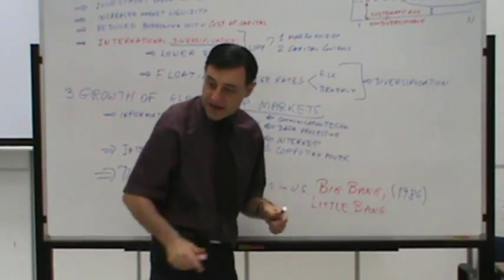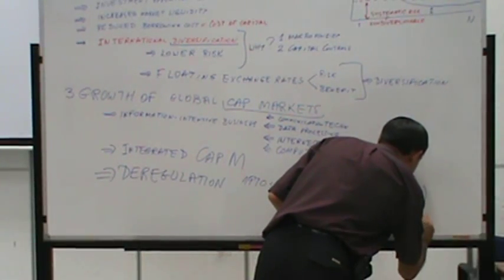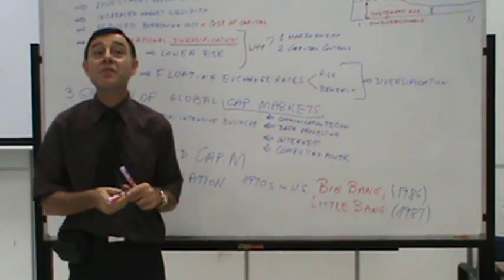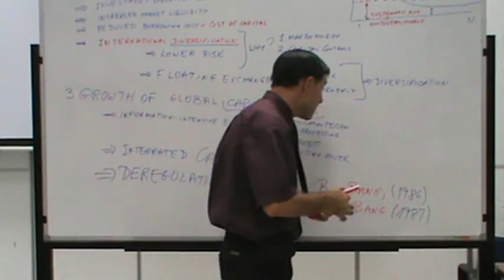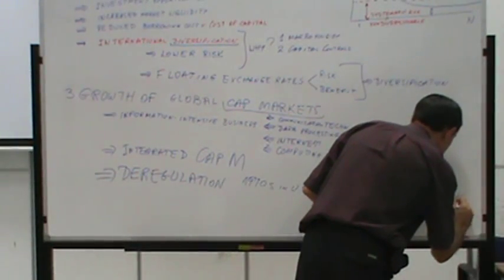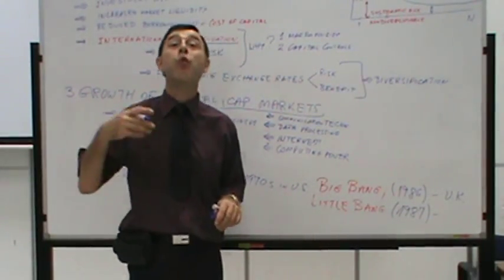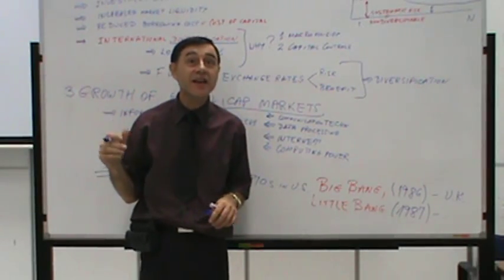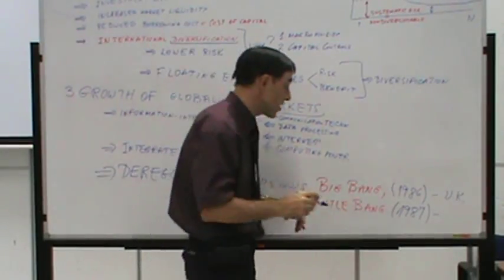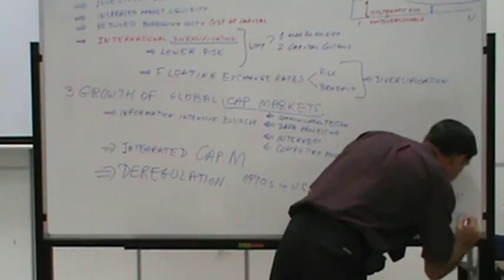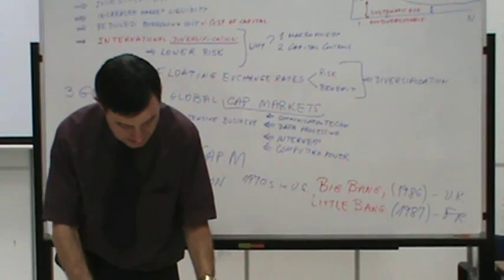And the Little Bang, that's page 419. It is the similar reduction of regulations in France. So, Big Bang is the UK. France was scared to get left behind, and they said, oh, we gotta do something. We're gonna make our own little reductions. And they did. And let's see what else.